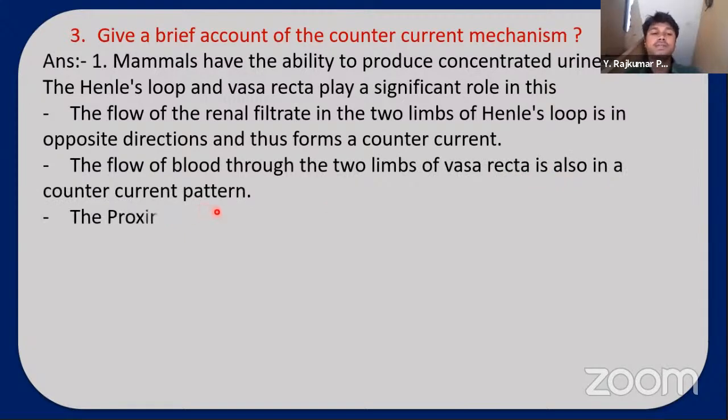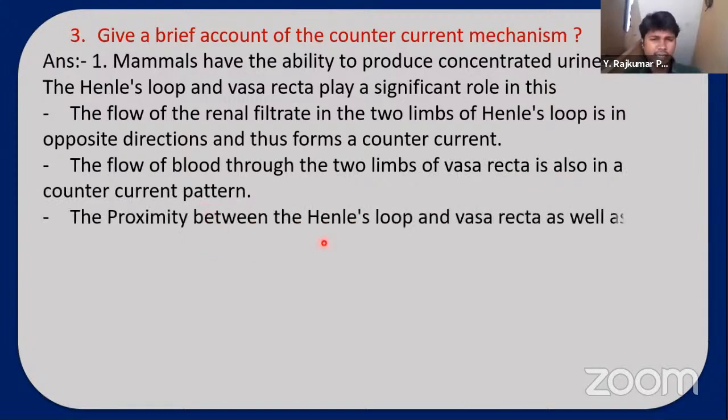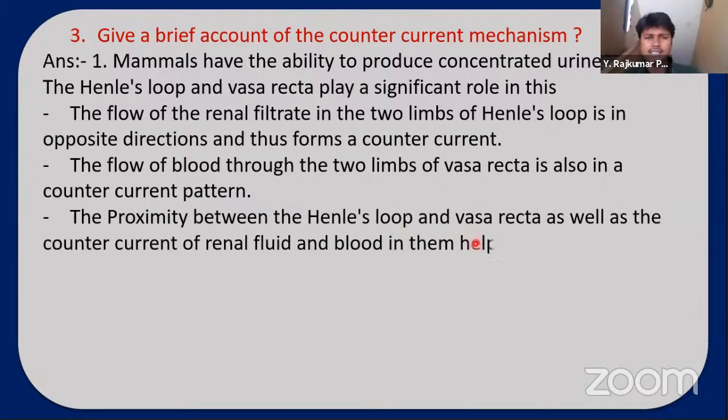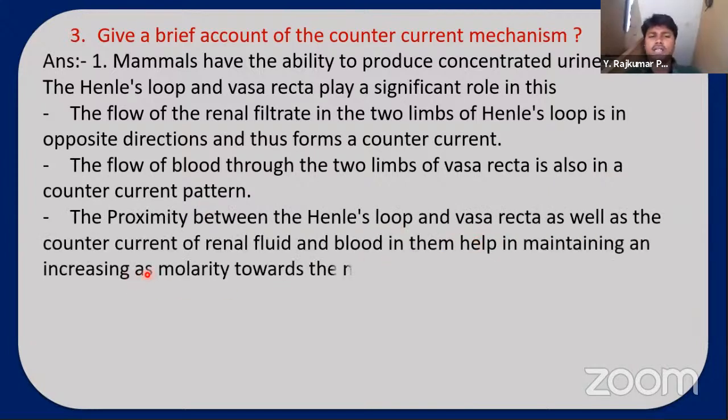Okay, the proximity between the Henle's loop and vasa recta, as well as the counter current of renal fluid and blood in them, help in maintaining the increasing molarity towards the medullary interstitium.